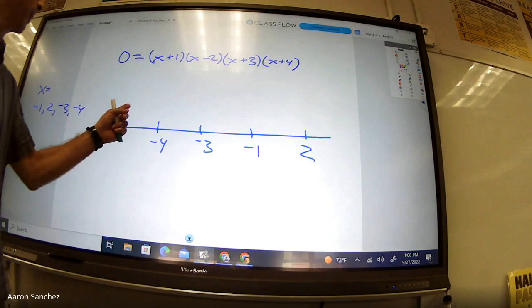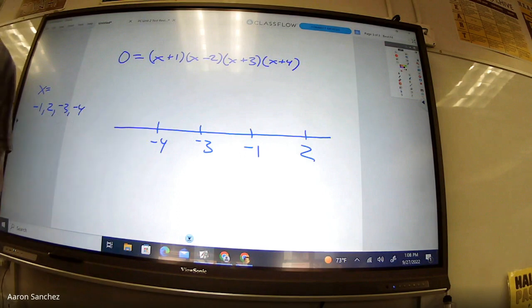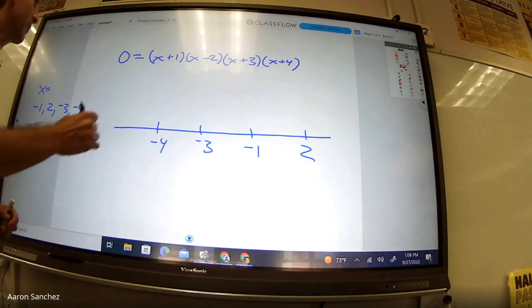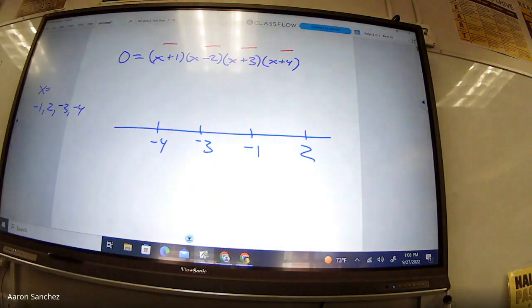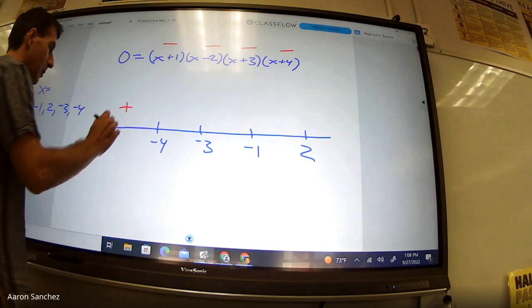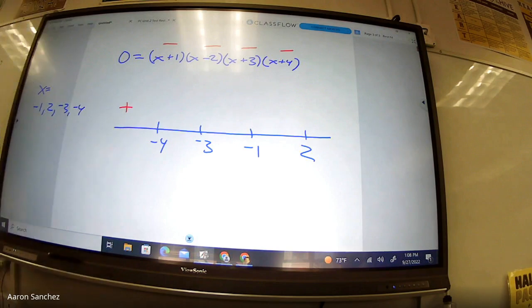Okay, what number should I pick less than -4? -5. Guess what? Negative, negative, negative, negative. They're all going to be negative past that point. How many negatives do I got? 4, which makes it positive. Do we need to pause and explain that? Do I need to? It's your last chance.